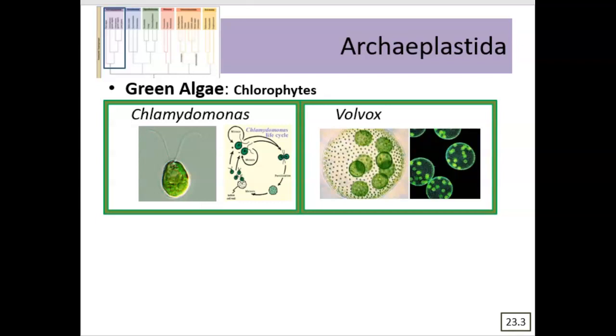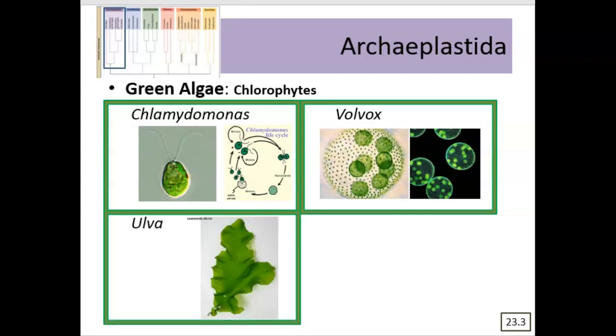Another example of a green alga then is Ulva. Ulva is sometimes referred to as sea lettuce because people use it on salads. It's a pretty large organism. It is multicellular. So we have a multicellular green alga here in the form of Ulva.